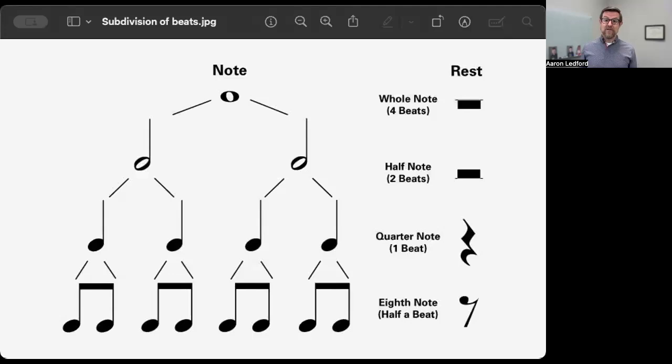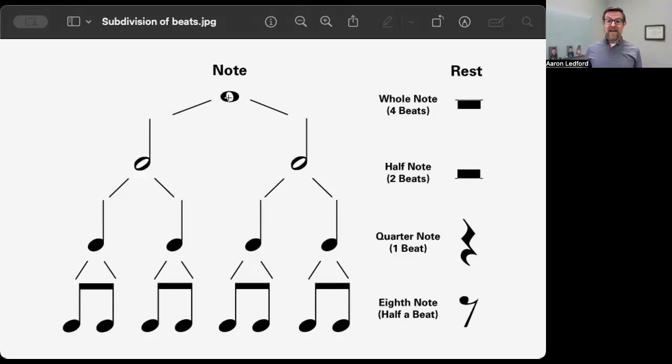So I want to show you this chart that shows us what rhythm would be like if we were counting to four, or common time, 4/4 time signature. At the top, we have what's called a whole note. A whole note would get all of the beats for that time signature. So we get four beats. We count and hold one, two, three, four, and we play one long note.